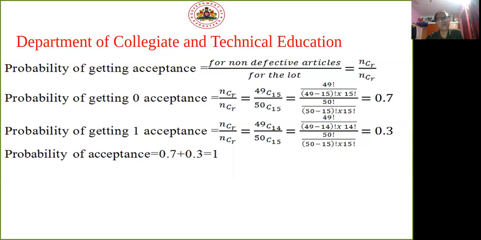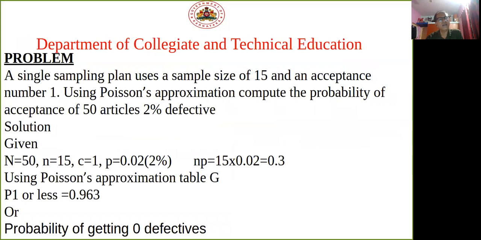So I'll go to the next problem here. Once again, a single sampling plan uses a sample size of 15. The values are the same, and the acceptance number is 1. Now we have to solve this one by means of the Poisson distribution. Compute the probability of acceptance of 50 articles with 2% defective. It is the same problem, where capital N is equal to 50, small n is equal to 15, C is equal to 1, and P is 2%, that is 0.02.